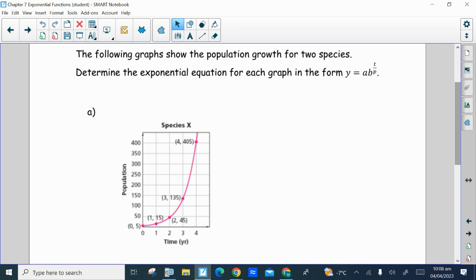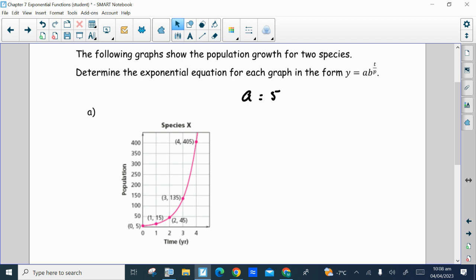And we've seen that unless the graph is shifted up or down, A is the initial amount, which in this case, for the first graph, would be positive 5, because that is the number of species X, the population of it, at time 0. So A is the initial amount, and for this first graph, the value of A will be positive 5.